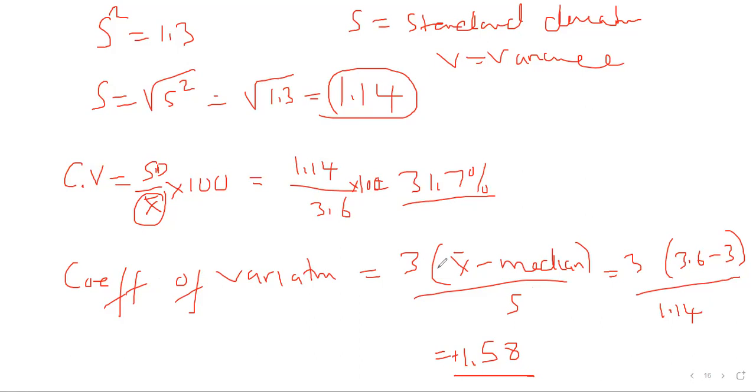Oh, okay. So there's a difference between the two coefficients of variation. Yes, there's the coefficient of variation and the coefficient of skewness. Sorry, this is skewness. Okay. Kind of skewness. All right.